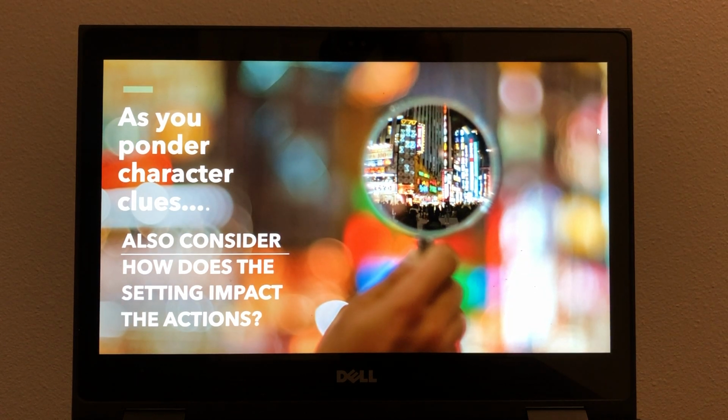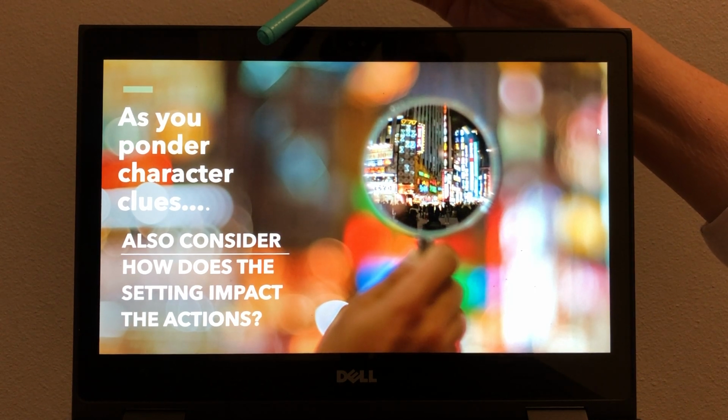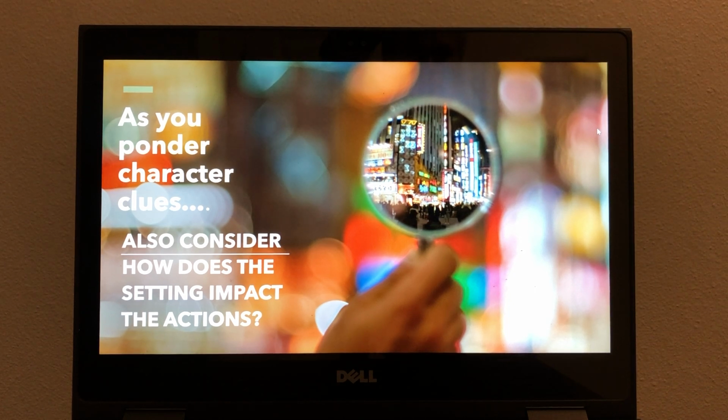This is a setting picture. It's all blurred, and this person's using a magnifying glass, almost like they're seeing more clearly the setting. So as you ponder character clues, also consider, how does the setting impact the actions of your character? The where and the when, does it impact your character?